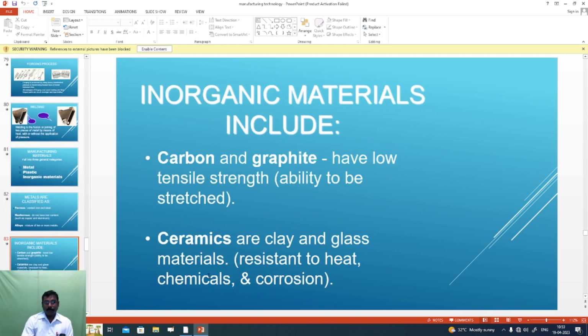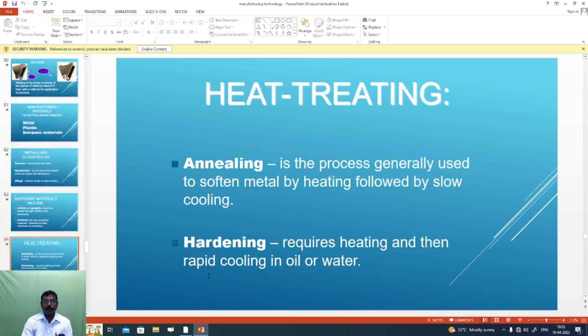Then carbon and graphite have low tensile strength. Then ceramic or clay and glass materials are also used. Then heat treating. Annealing is the process generally used to soften metal by heating followed by slow cooling. Then hardening requires heating and then rapid cooling in oil or water.